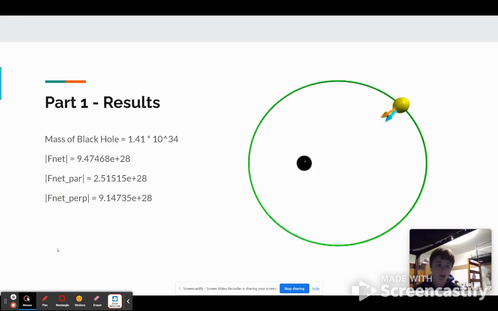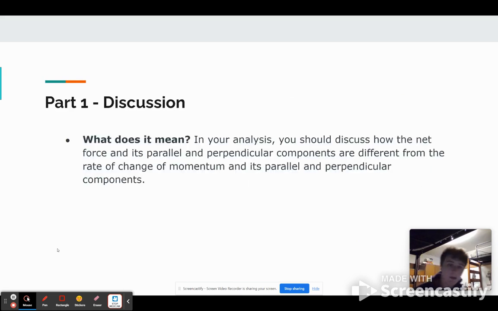So my results for part one: the mass of the black hole we found after the program calculated it over and over, and I averaged it, I think just in Excel. So it came out to 1.41 times 10 to the 34th. Also are the final net forces, at the final position where it stopped. So the total F net, the F perpendicular, the F parallel. Important to note is how much larger the perpendicular force is than the parallel force, about 3 times as big, a little more than that, which is interesting to note.